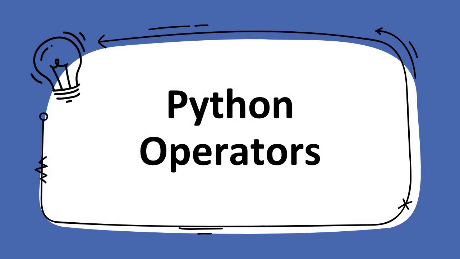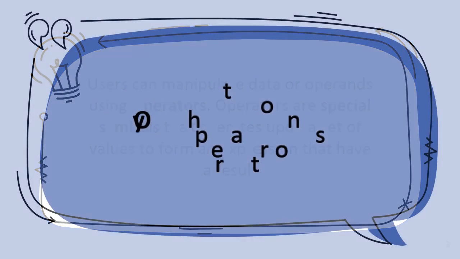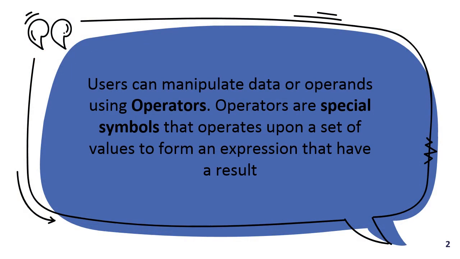In this section, we are going to see about Python operators. So, what are operators? Operators and operands are two technical terms. Operators are symbols or methods to manipulate data or operands. Operands are the set of values. Operators are special symbols that operate upon these values or operands to give a meaningful expression which has a result.